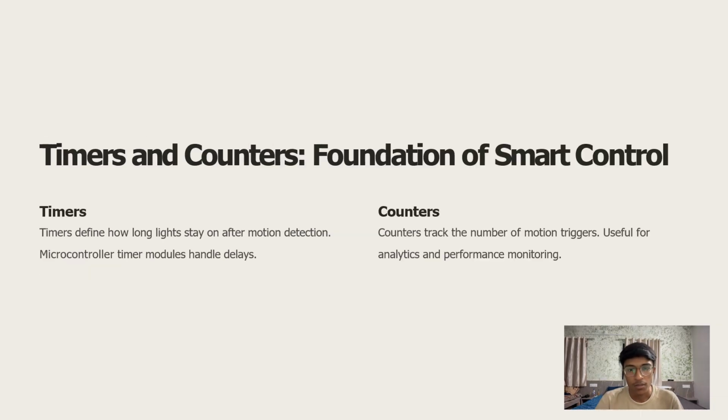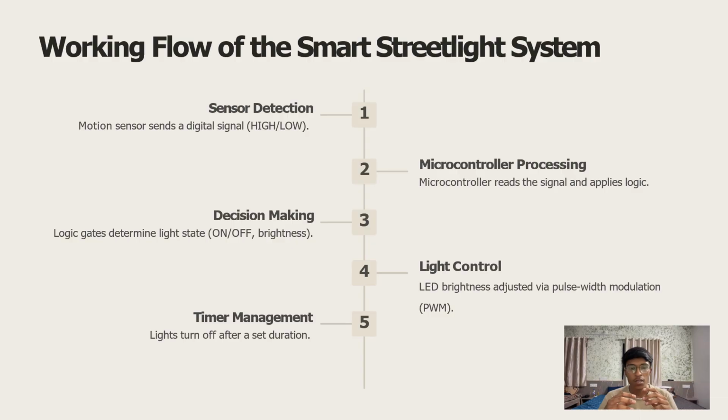Timers and counters. Timers and counters both play a very important role in maintaining our system efficiency. Timers define how long the light will stay on after the motion is detected, and counters keep track of activation for performance monitoring. Here is the workflow of the smart streetlight system.